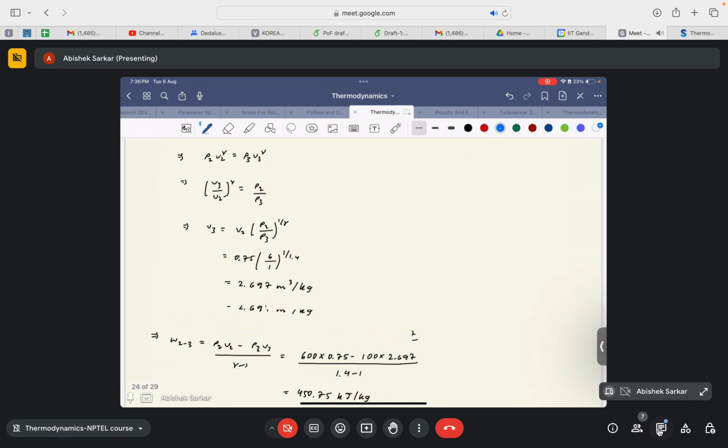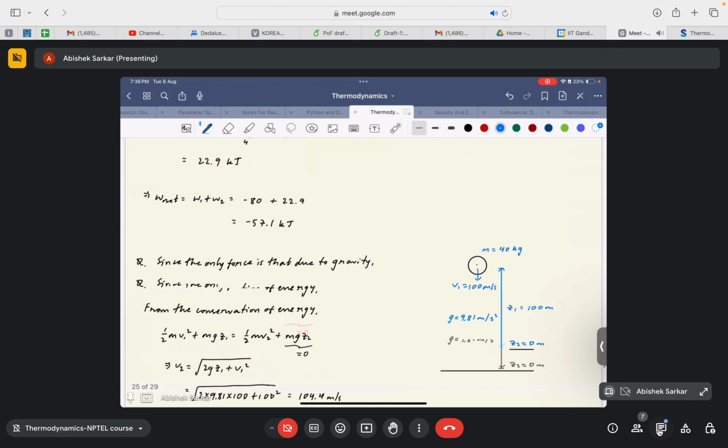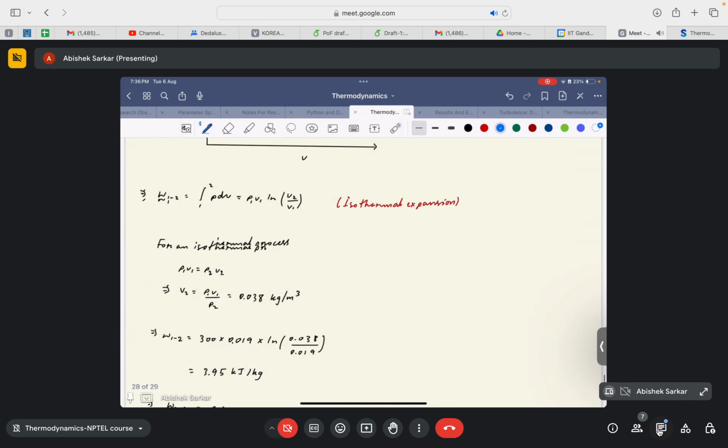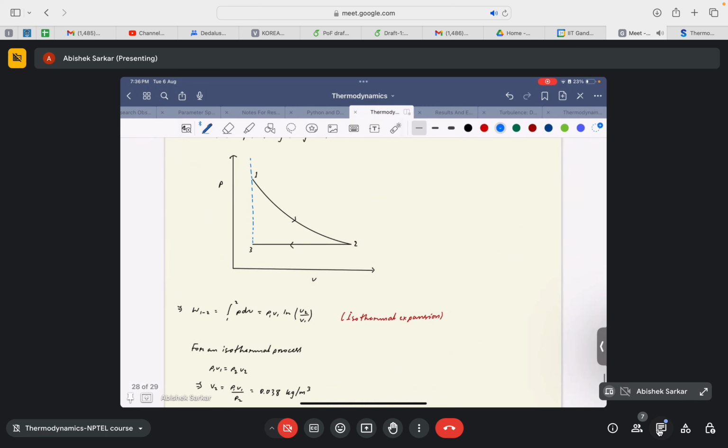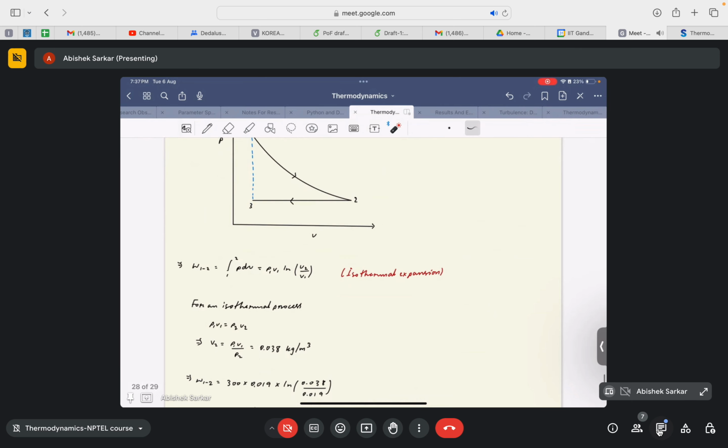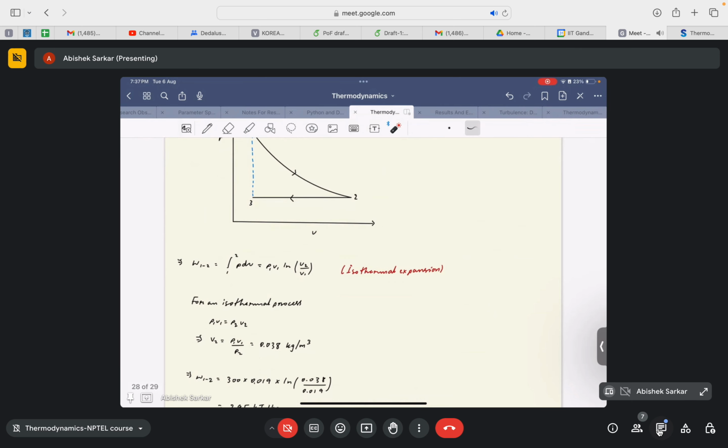Yes. So, this is the question. We have PV equal to constant. So, the work done will be given by this expression, P1 V1 into ln V2 by V1. PV equal to constant basically implies an isothermal process. For an isothermal process, we know that P1 V1 is equal to P2 V2. Since we do not know V2, we use this expression to find the value of V2. Once we do it, we find that V2 is equal to 0.038 meter cube per kg.